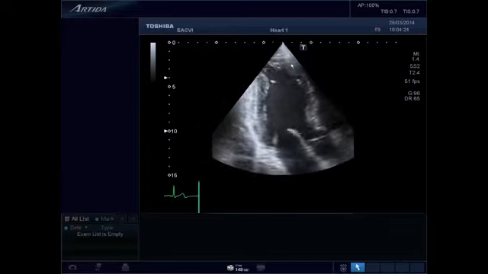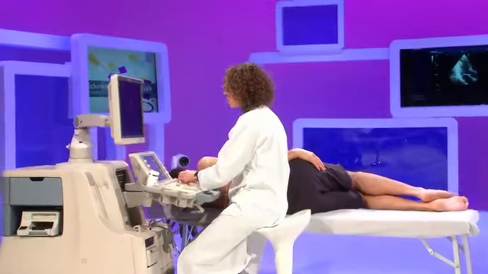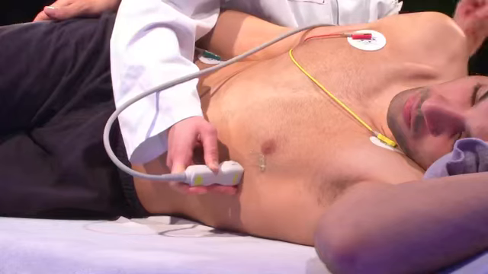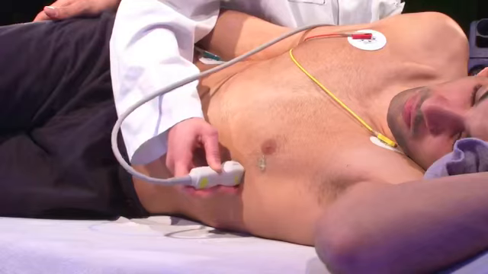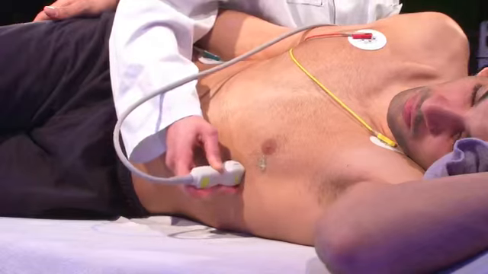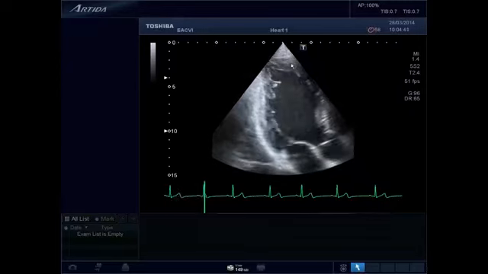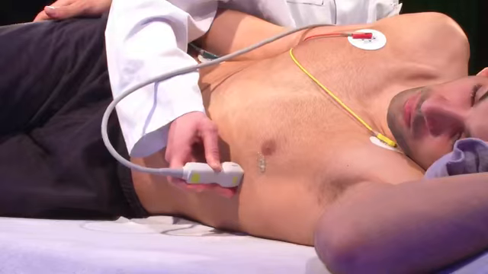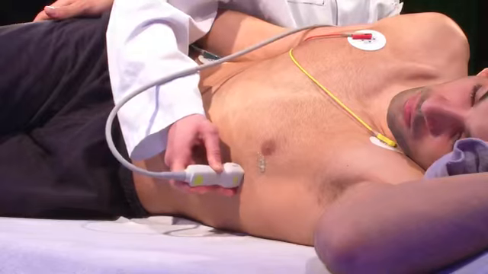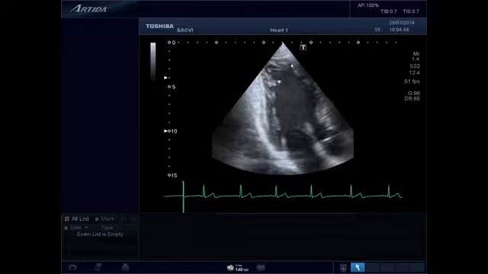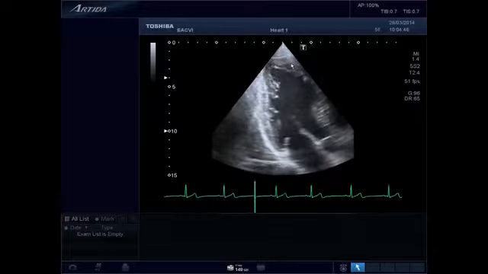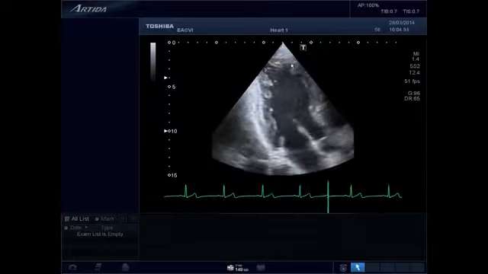Then, in order to be able to describe the morphology of the mitral valve very carefully, I will just tilt in the direction of the posterior commissure and then in the other way. So I'm screening all the plan of the mitral leaflets.